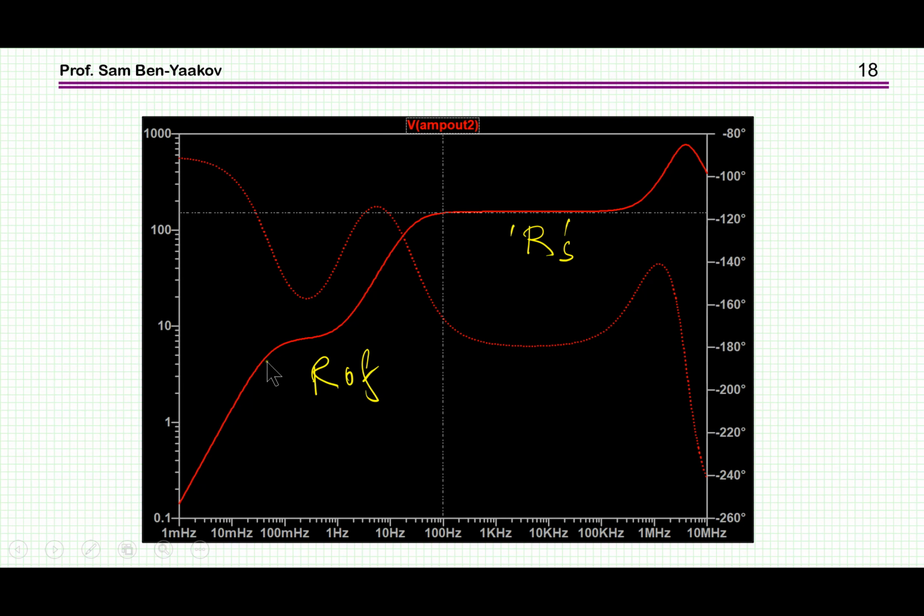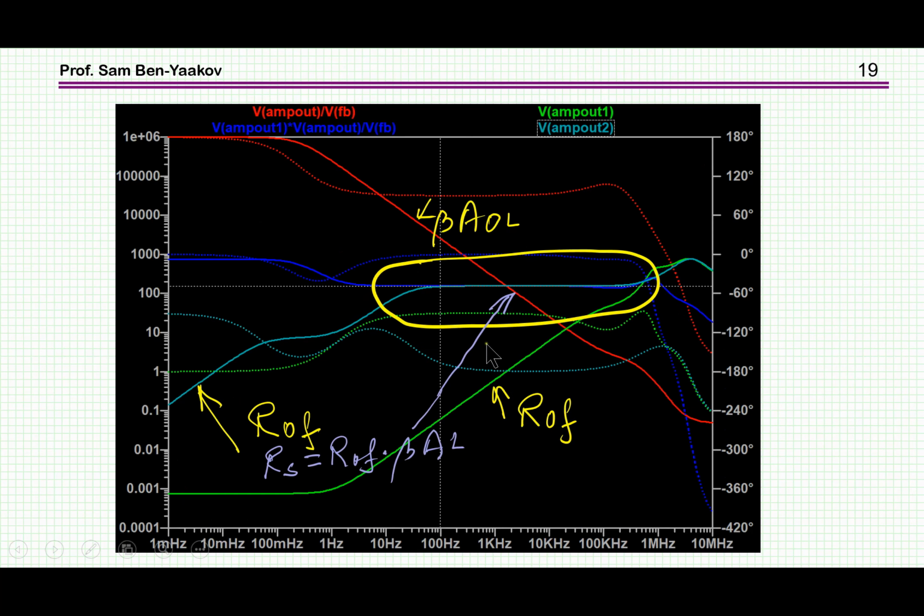Now, this is not the correct region. This is the region which is correct, because this is the region where the beta A is already lower than 1. So this is the open loop output resistance. And now I'm comparing this with the earlier method that I've just shown, that is multiplying beta A open loop by R out F. And lo and behold, we see everything comes together.